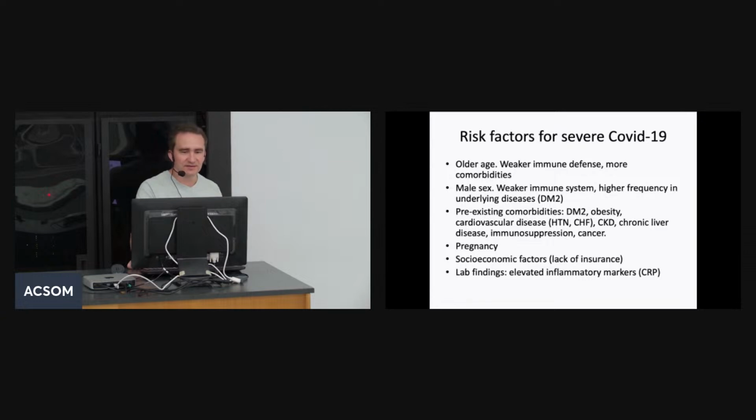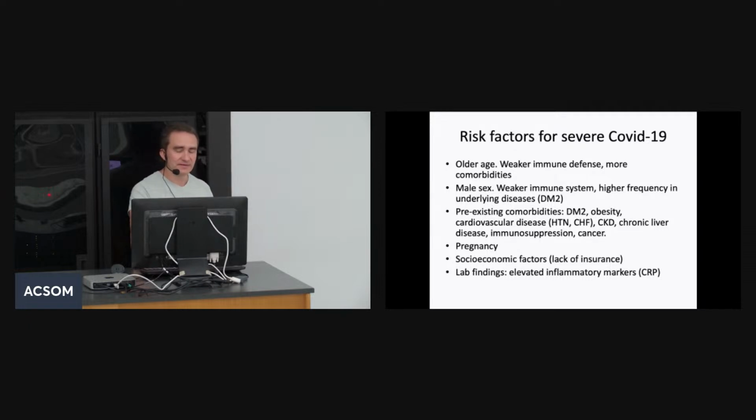The explanation is a weaker immune system and a high frequency of underlying diseases like diabetes, pre-existing comorbidities. Most of the patients who would go into severe COVID-19 would, in my experience, have diabetes or be obese or both. Other pre-existing comorbidities would be chronic kidney disease, liver disease, immunosuppression from medications or from cancer or HIV. Pregnancy is a risk factor, and then lack of resources, like lack of insurance, so people may wait longer to go to the hospital or seek attention.